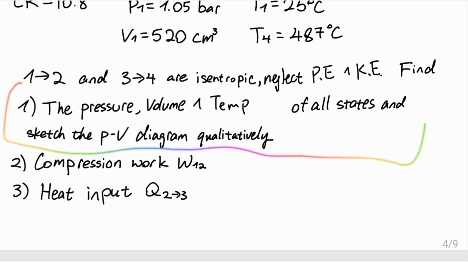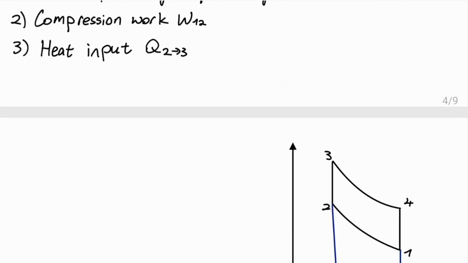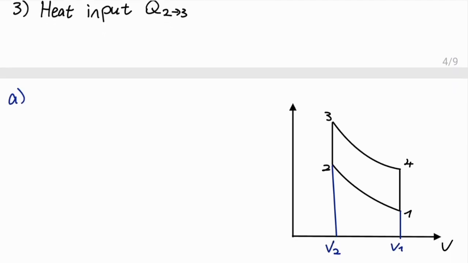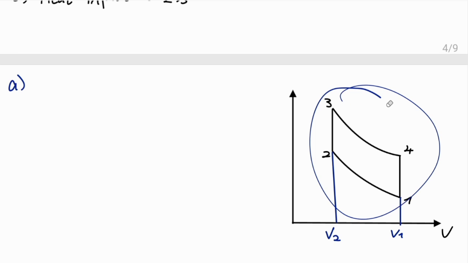A question like this, where you have to define every single state, is insanely unlikely for an exam, but they could ask for any single one, and I don't want you not knowing how to solve any one of the states, so I will solve all of them for you right now. Now let's start with part A. It is an Otto cycle. This was given, so this obviously is going to be drawn by default.